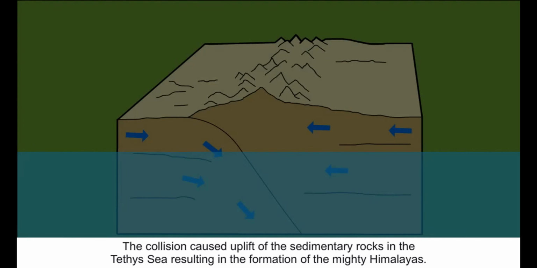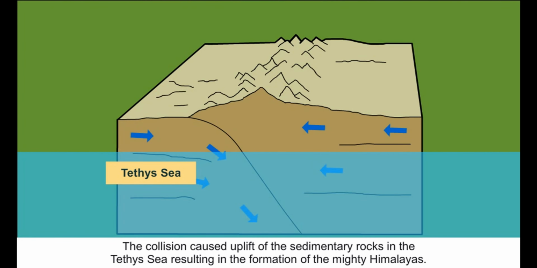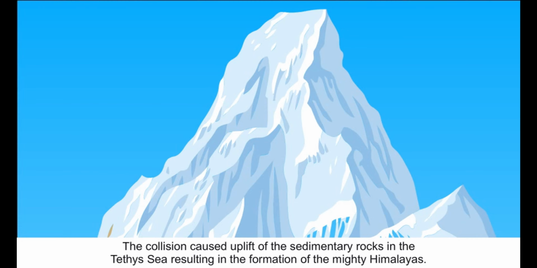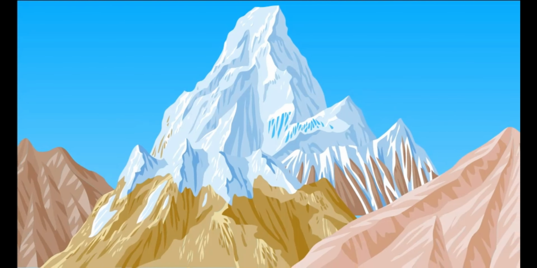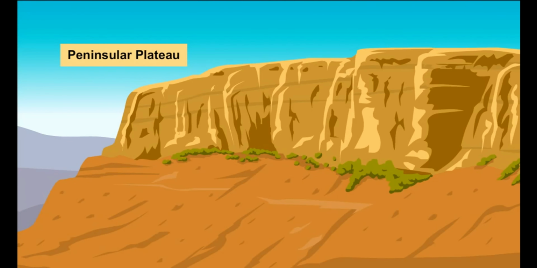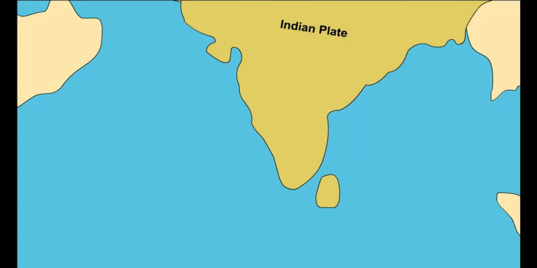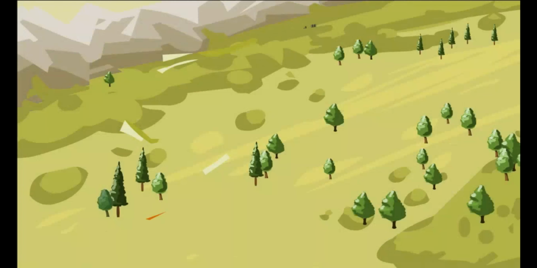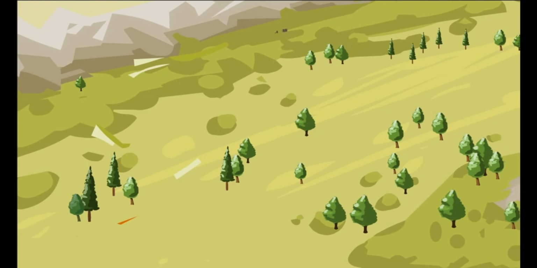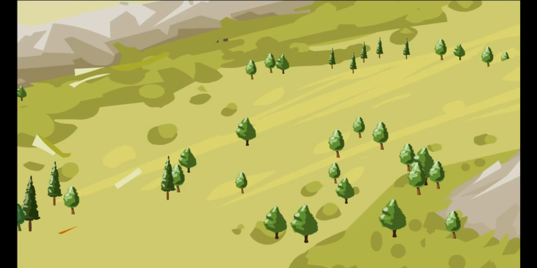The collision caused uplift of the sedimentary rocks in the Tethys Sea, resulting in the formation of the mighty Himalayas. While the Himalayas were uplifted, the northern edge of the peninsular plateau caved in, forming a huge depression. Deposits from the rivers flowing from the north and the peninsula in the south filled up this depression, creating a very fertile flat land of alluvial soil, which we know as the northern plains today.